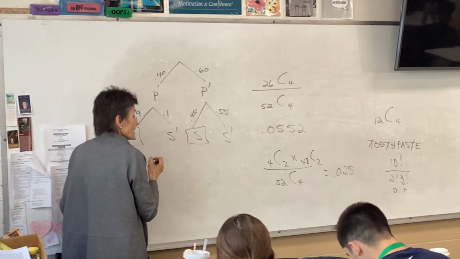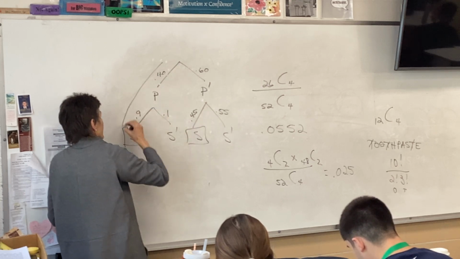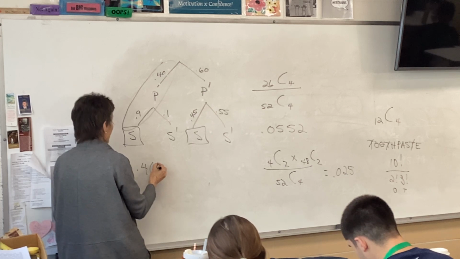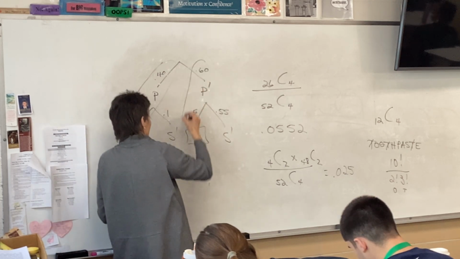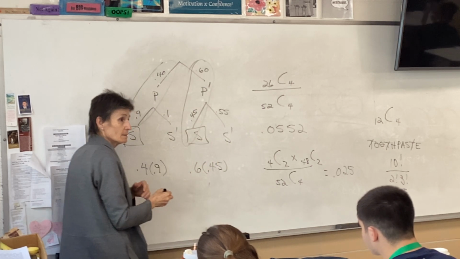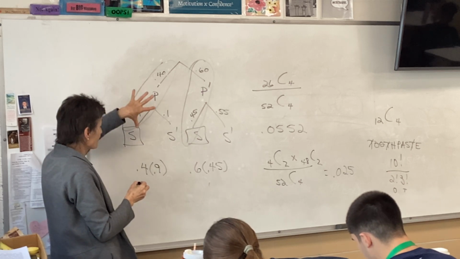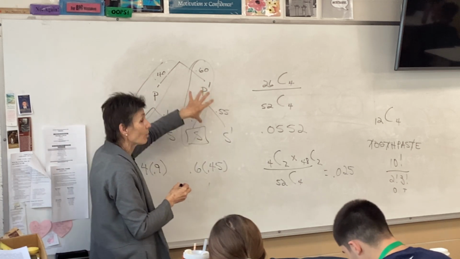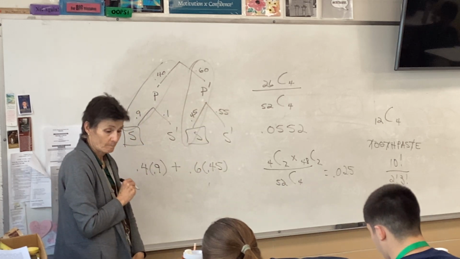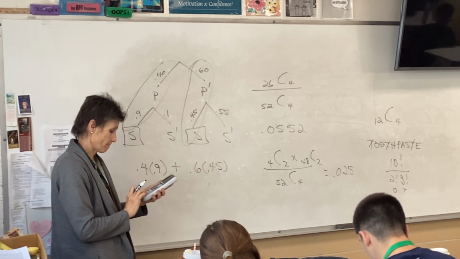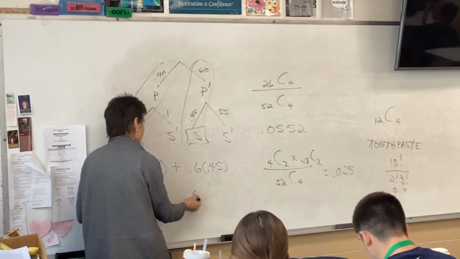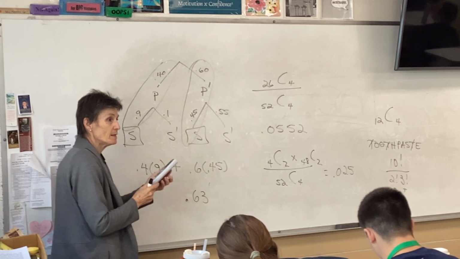Alright, so how do I get an answer out of all this? I multiply these, so 0.4 times 0.9, and then I multiply these, 0.6 times 0.45, and since I can get soda this way or this way, I will add them. And it looks like 63% chance, 0.63.